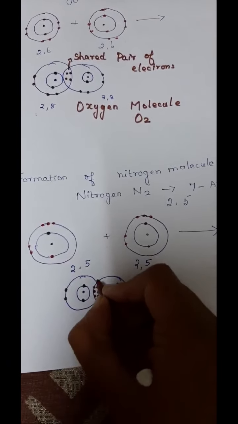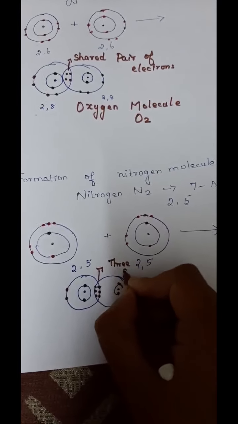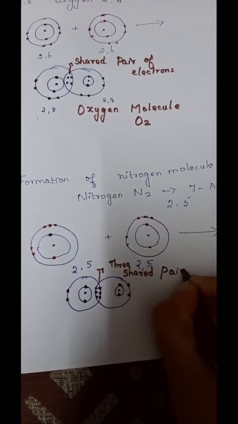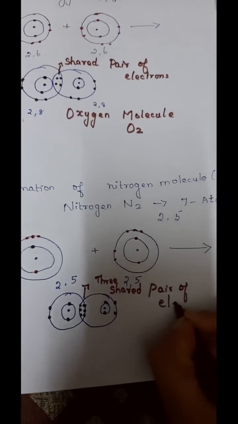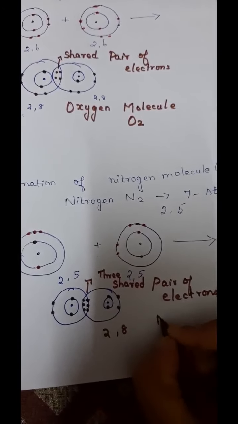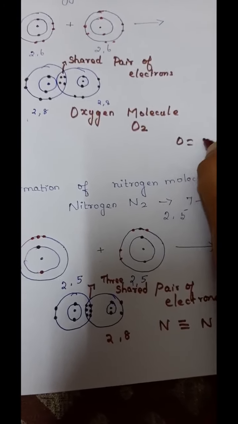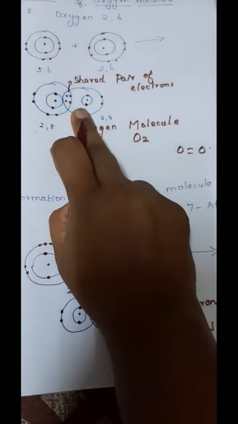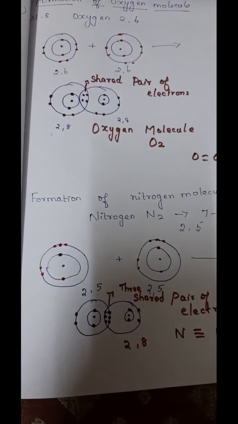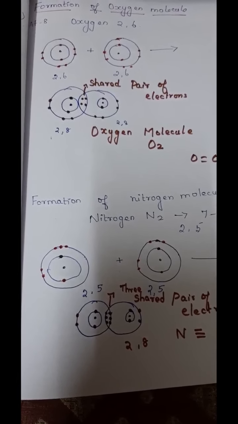So how many electrons are shared here? 3 shared pairs of electrons. Understood? So this is 2, 8. So nitrogen, triple bond, nitrogen. Here oxygen, double bond, oxygen, because only 2 pairs of electrons are shared. Here 3 shared pairs of electrons. Understood this one? So this is about the formation of the covalent bond.